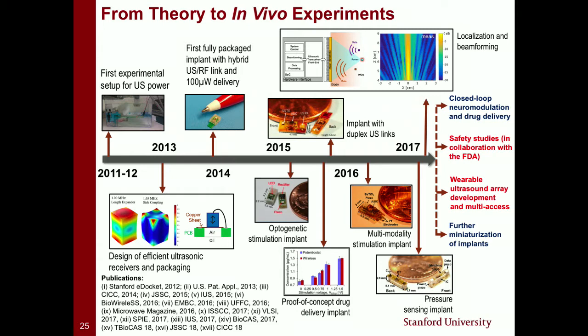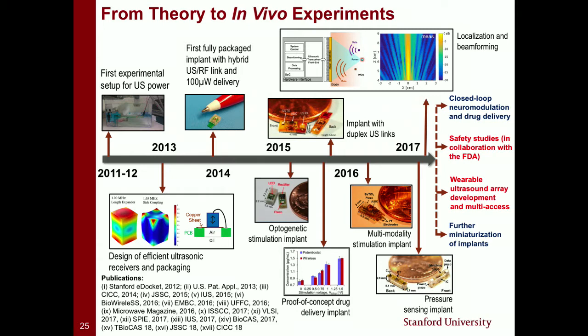We've looked at the beamforming aspects and how to design the external electronics to beamform, find, and communicate with implants. We've looked at multimodality stimulation, pressure sensing, and a range of applications we've been interested in. Now, today, we're at the stage that we're very close to closed-loop neuromodulation applications.